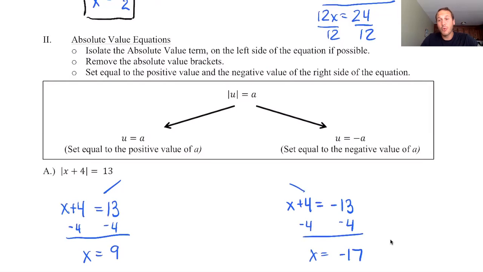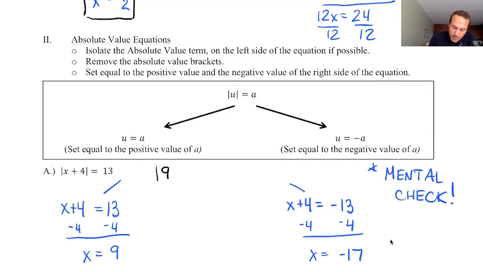However, there is an important step here that's not written down, but you must do a mental check. Make sure that your answer works out, okay? Because there's a possibility that with these absolute value brackets, not everything's going to cancel out. So if I plug back in here, the absolute value of 9 plus 4 is 13. Absolute value of 13 is 13. That's going to work out, so this is a good answer.